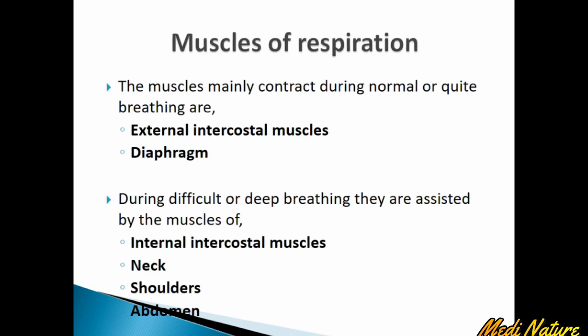When we are considering the process of respiration, we can divide it into two main types, that is, normal or quiet breathing and difficult, forced or deep breathing. The muscles which mainly contract during normal or quiet breathing are external intercostal muscles and the diaphragm. But during difficult breathing, they are assisted by other muscles such as internal intercostal muscles, neck, shoulder, and abdomen muscles.